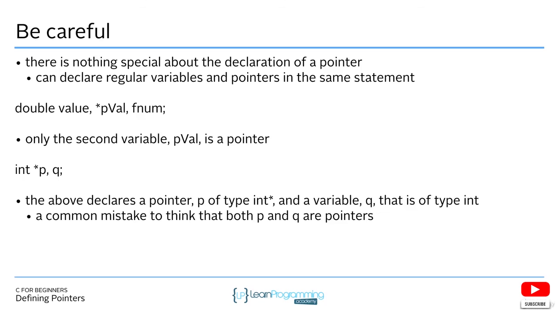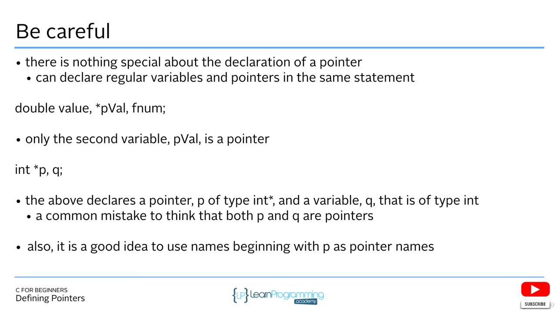That's a little bit more explicit, a little more obvious in that declaration, but what if you say int *p, q? This implies that they're both pointers, and they're not. We only have one int pointer here, that's p. The variable q is just of type int. It's a common mistake to think that both p and q are pointers. So be careful when you're declaring a pointer and other variables on the same line.